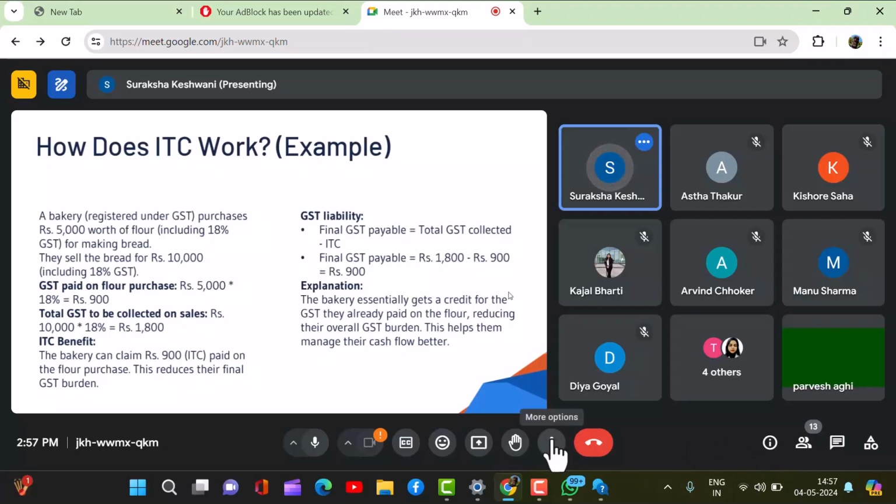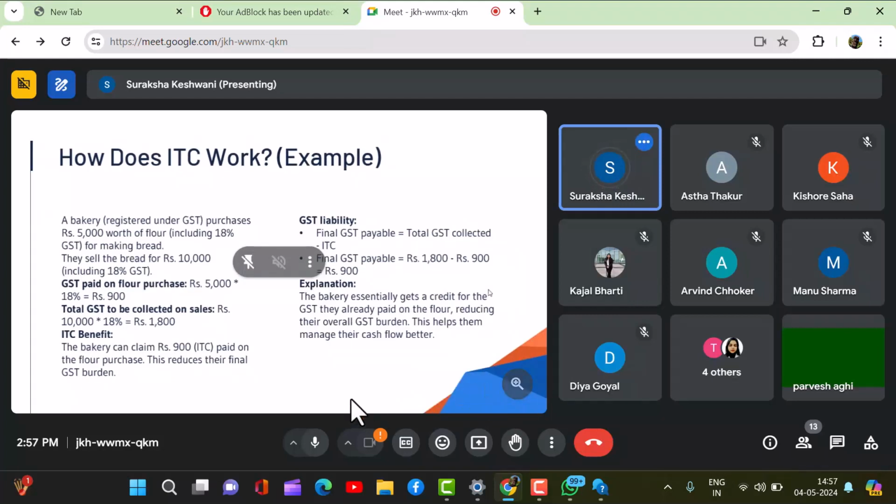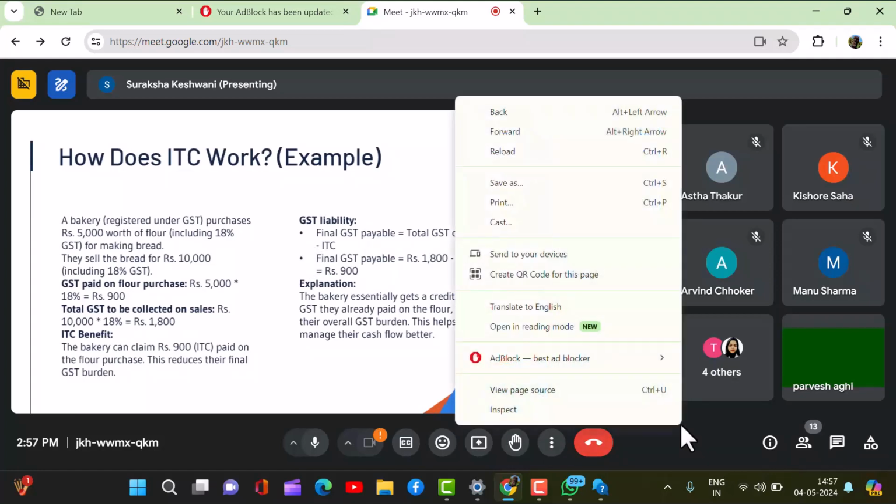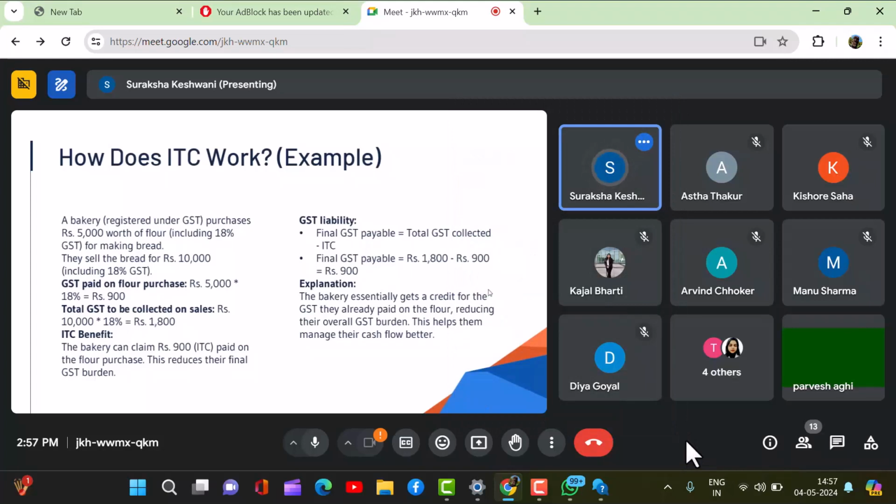So what ITC allows us is that we can offset this 900 from our total tax liability to reduce our final GST burden. Our final GST payable will be 1,800 minus 900, which leaves us with 900, and we'll pay this tax. So basically, we'll get the 900 back, and our GST burden will be reduced.